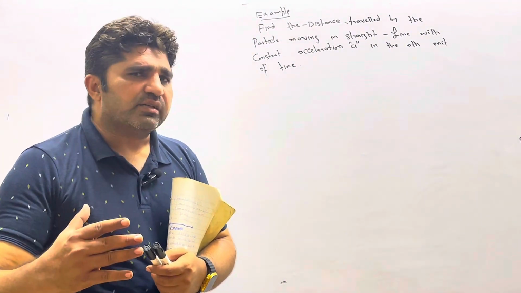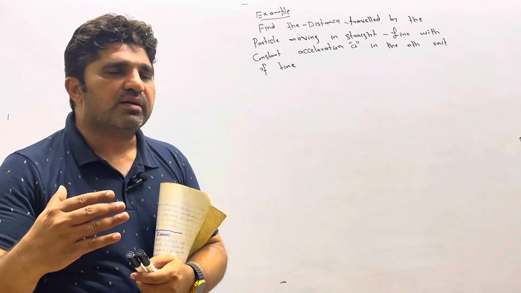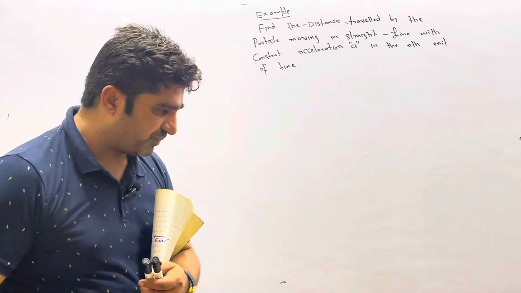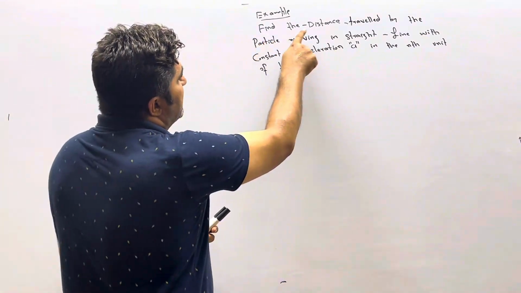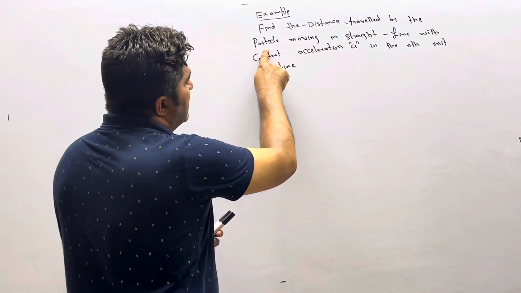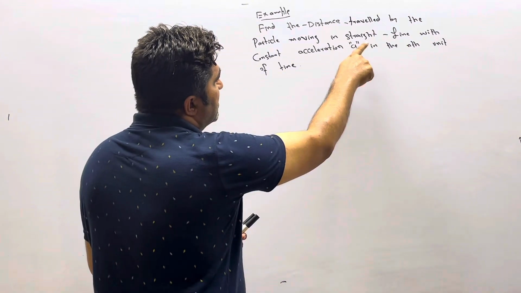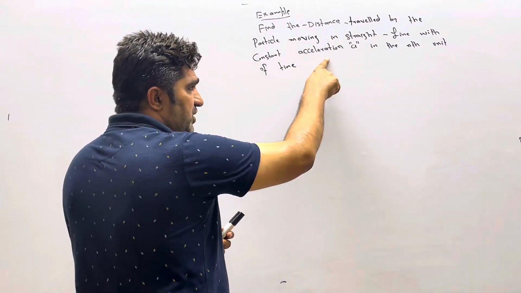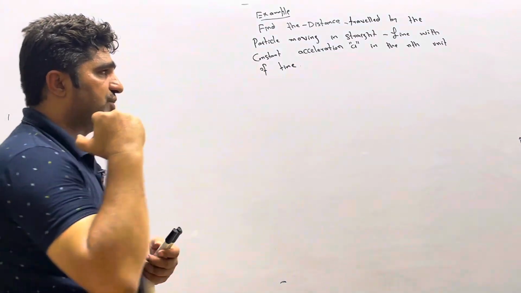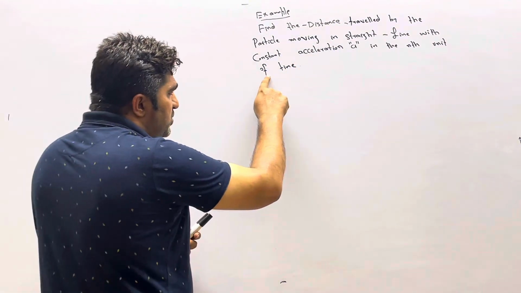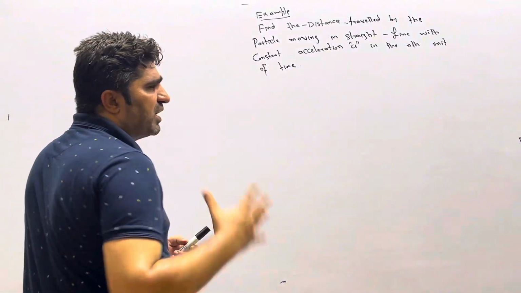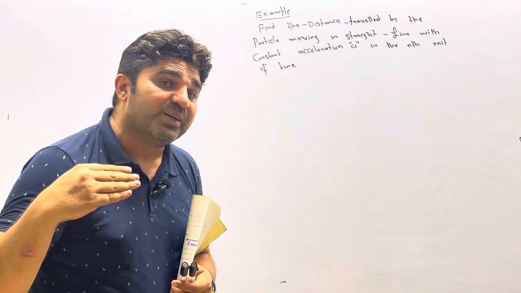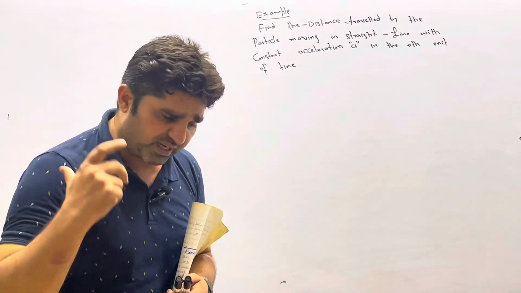Okay, let's see here. Today we are discussing the example of chapter number 8 of Q.K.GHORI. Find the distance traveled by the particle moving in a straight line with constant acceleration a in the nth unit of time. Nth unit of time, what does it mean? You have to find the distance traveled by the particle during the nth unit of time. Okay, I give you an example here.